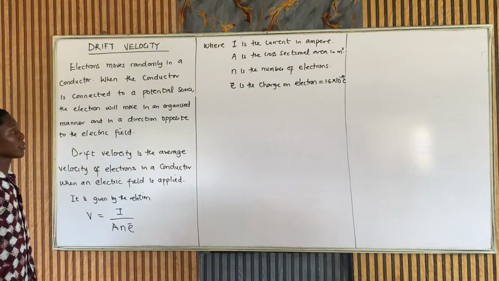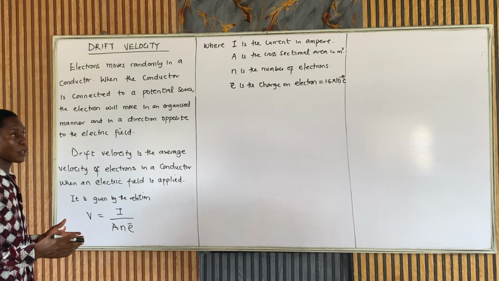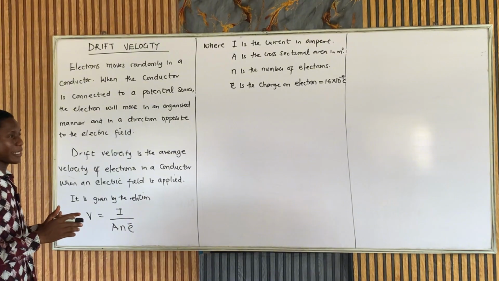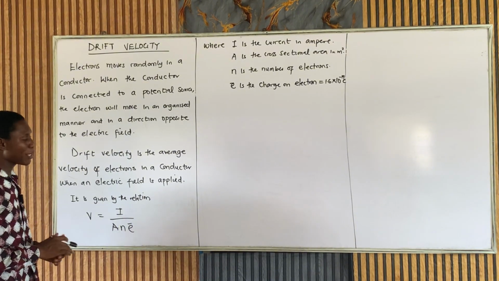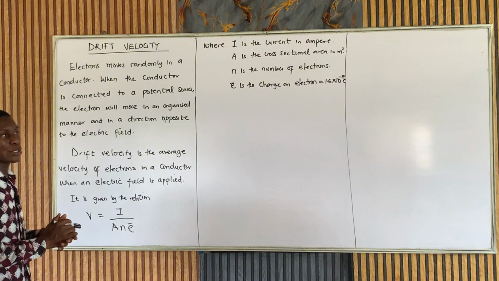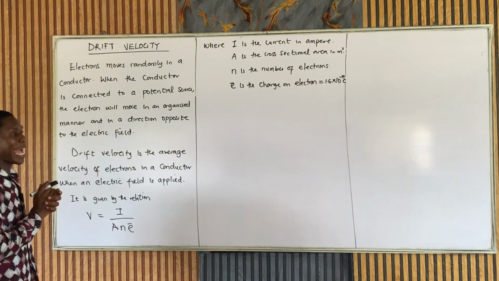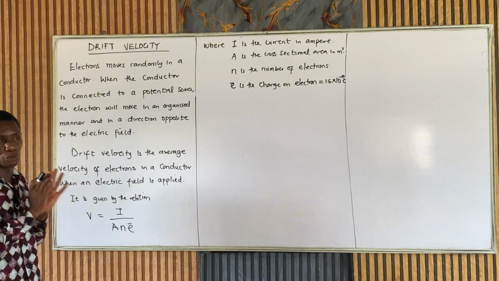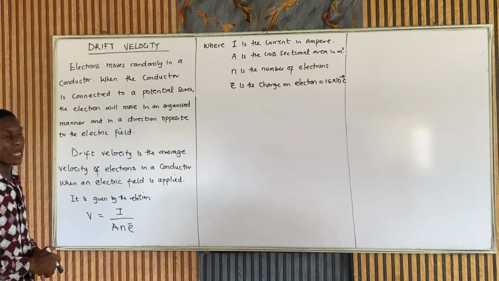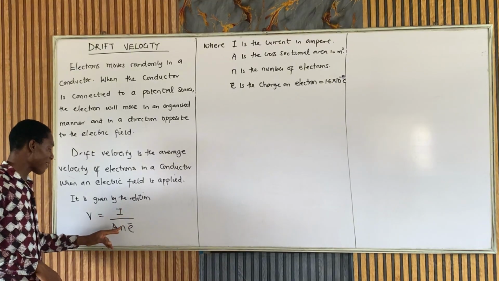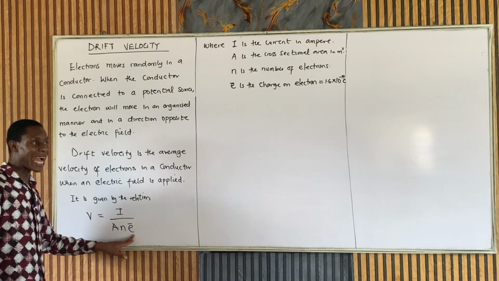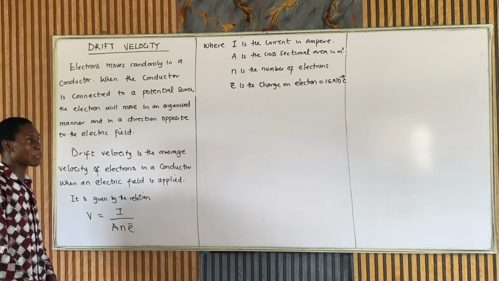Drift velocity. If you take a conductor that is not connected to any potential source or an electric field, the electrons in that conductor move randomly. But the moment the conductor is placed in an electric field or connected to a potential source, the electrons will move. And the velocity with which they move is called the drift velocity. So drift velocity is the average velocity of electrons in a conductor when an electric field is applied. The drift velocity is given as current divided by area times number of electrons, or number of charge carriers, because electrons are the charge carriers, times the charge on an electron, which is 1.6 times 10 raised to the minus 19 coulomb.